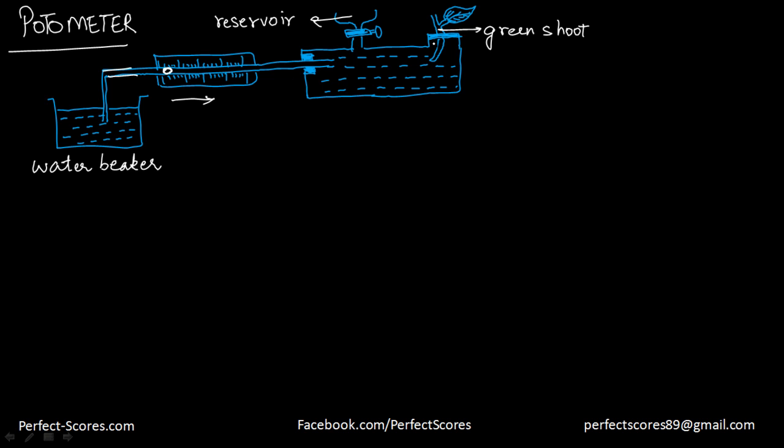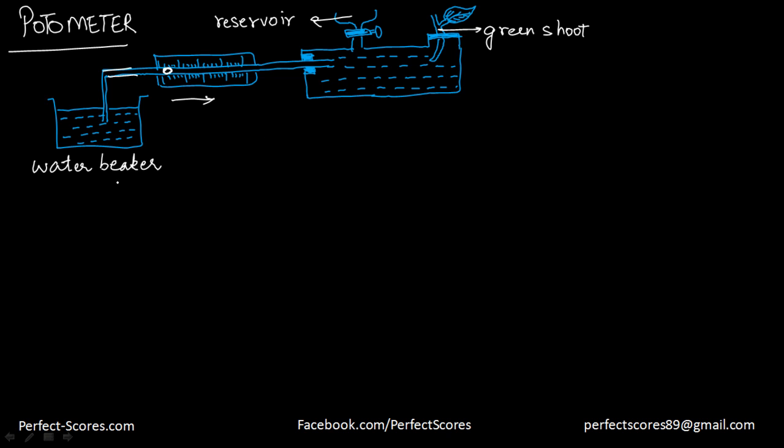Now, one thing over here about the shoot is, this shoot is cut underwater and it is put into this container also underwater, so that no air bubbles are formed and no air is leaked in. So the entire apparatus is completely airtight except for this one bubble. So that is how a potometer works.